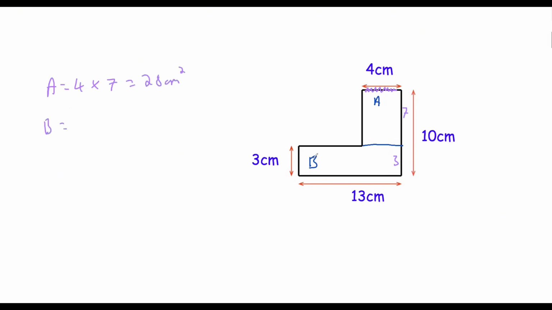Now let's tackle B. So B, we can see we've got this length of 3, so that's going to be 3 times by this length. We've already got the 13 in there, which is great, so that's going to give us 39 centimeters squared. But we want the area of the whole thing, so it's obviously going to be the totals. So let's take the 28, add on to the 39. I can't do that in my head. What is that? That's 67. That's going to be 67 centimeters squared for this question.